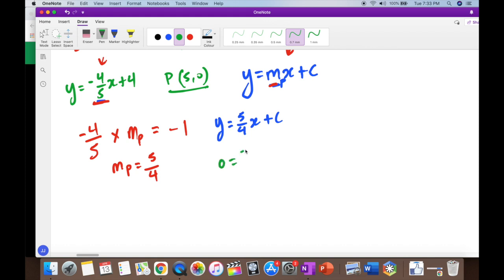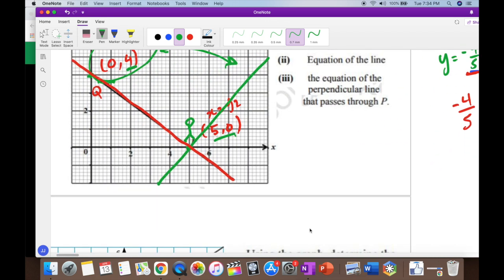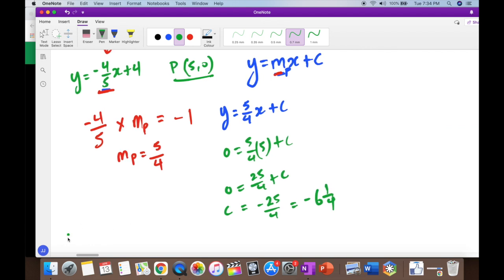So the point P says x is 5, y is 0. So y is 0, x is 5, 0 equals 5/4 times 5 plus c. Alright? 5 5s are 25, so that's 25 on 4 plus c is 0. c is equal to -25 on 4, which is what? 5 fours are 20, 6 fours are 24, so that's negative 6 1/4, right? Yeah. So c is negative 6 1/4, and we can imagine that this line would cut somewhere down by negative 6 over here. So now I have the equation of the perpendicular, because I don't like to write the word perpendicular, so I just always use this symbol here: y is equal to 5 on 4x minus 6 1/4.